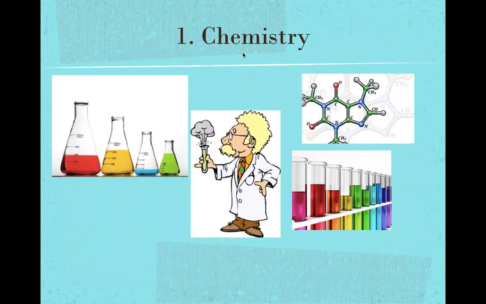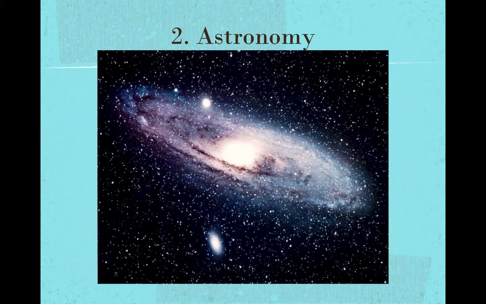Okay, number one, we have chemistry. Chemistry is a physical science that studies atoms. Right? This is in your notes. Chemistry is a physical science that studies atoms. Astronomy. Astronomy is a physical science that studies stars, planets, space. Astronomy is a physical science that studies stars, planets, space.